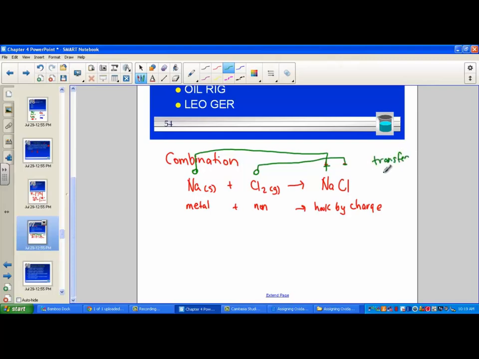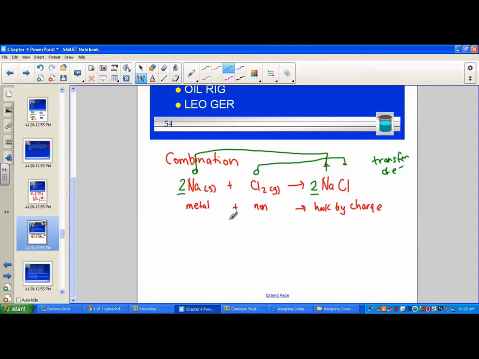electrons. Now let's go ahead and balance this. We'll need a 2 in front of each of these. So 2 Na plus Cl2 makes 2 NaCl. You'll need to adjust that coefficient in your notepad page. So we've had a transfer of electrons.